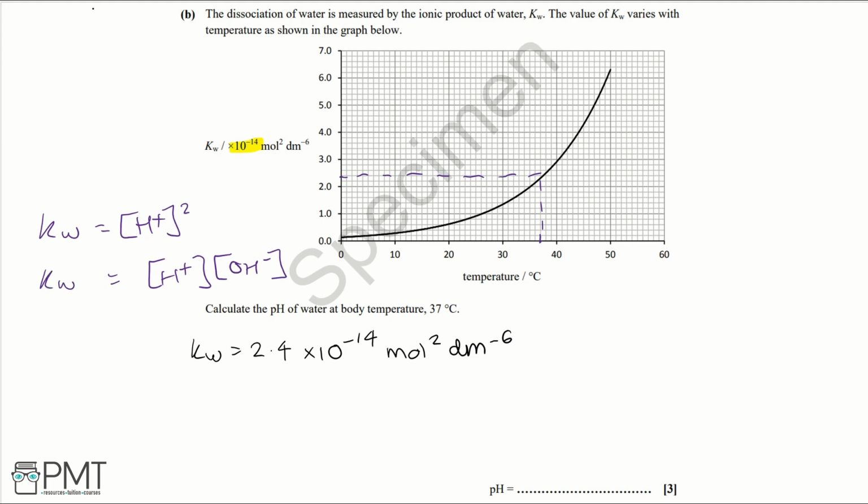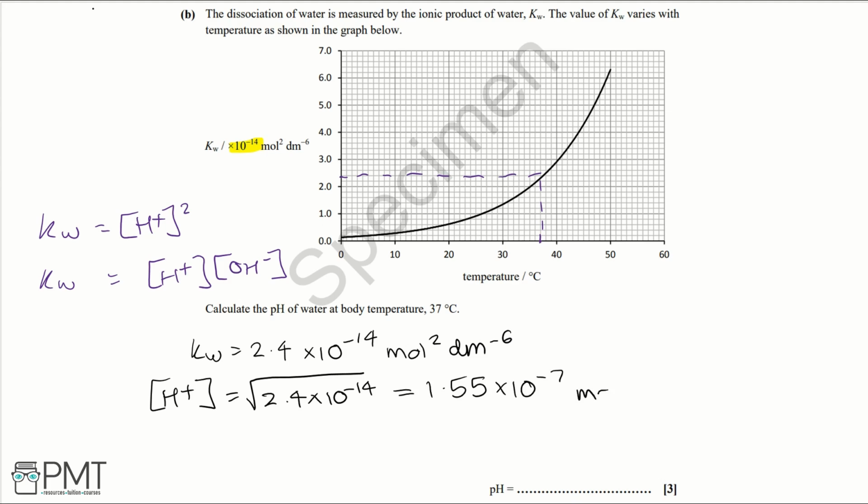So if we then want to find H plus, we would need to square root Kw, which is 2.4 times 10 to the negative 14. And that equals 1.55 times 10 to the negative 7 moles per decimeter cubed.